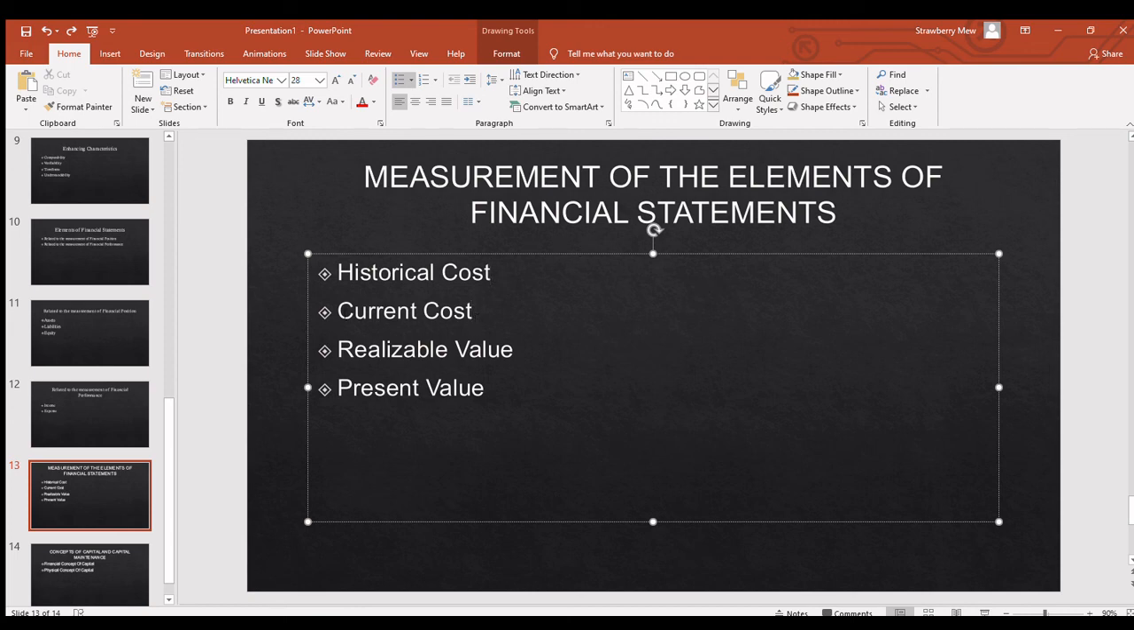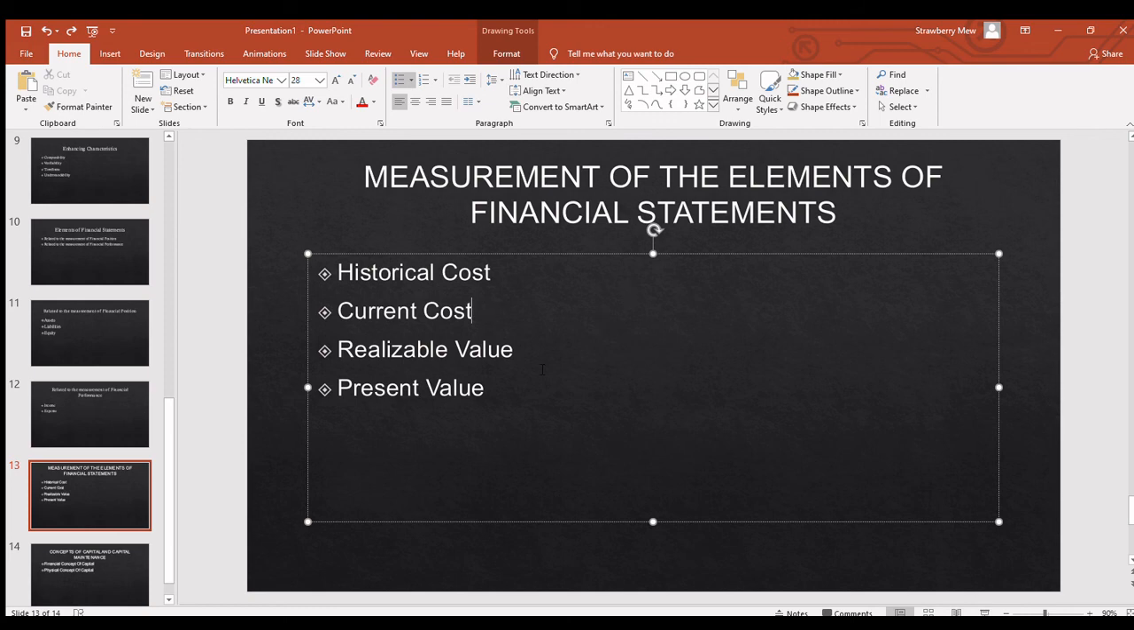So, next is the current cost. Yung current cost naman, ito yung value ng isang asset kung bibili tayo ng bago. Okay, so for yung example natin na equipment, 5 years ago, 5,000 pinambili natin. Pero ngayon, kapag bibili tayo ng bago, it will cost us 3,000. Okay, so the current cost of the equipment is 3,000. Kasi nga ito yung cost na magagasto natin if we are going to buy a new asset.